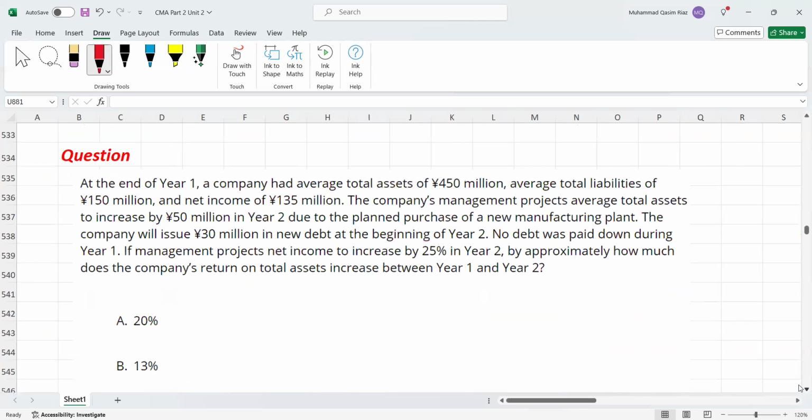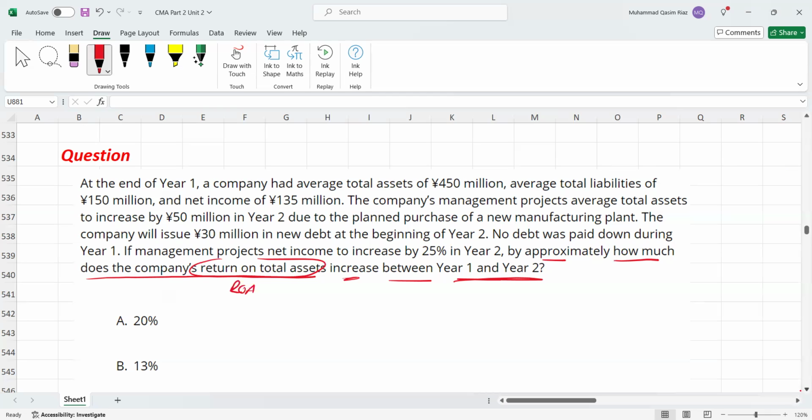Now, guys, we have here another question. Let's go through this question. First, I'm going to go through the requirement of the question. They are saying, approximately how much does the company's return on total assets, its return on asset, ROA, increase between year one and year two? So you have to tell with which percentage ROA, return on asset, has increased from year one to year two.